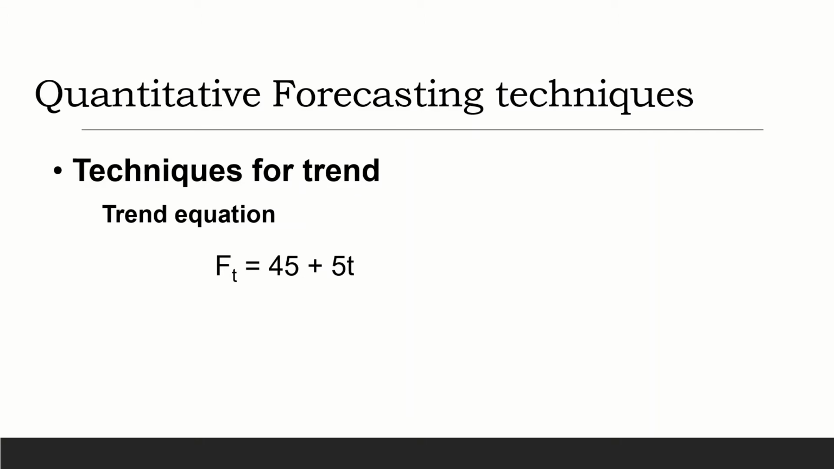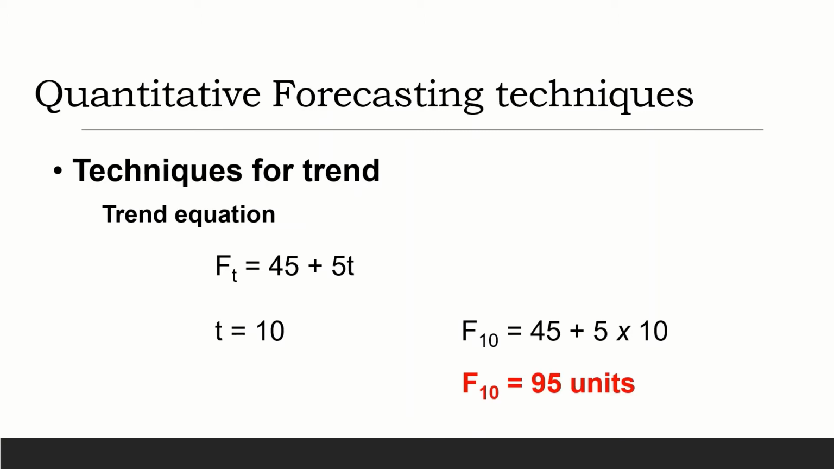For example, consider the trend equation Ft equals 45 plus 5t. The value of Ft when t equals 0 is 45, and the slope of the line is 5, which means that, on the average, the value of Ft will increase by 5 units for each time period. If t equals 10, the forecast, F10, is 45 plus 5 multiplied by 10 equals 95 units.